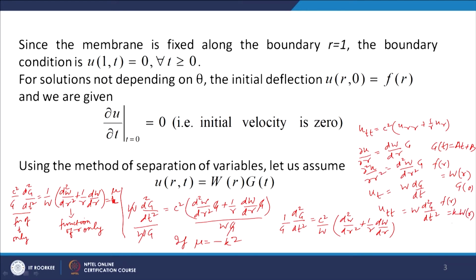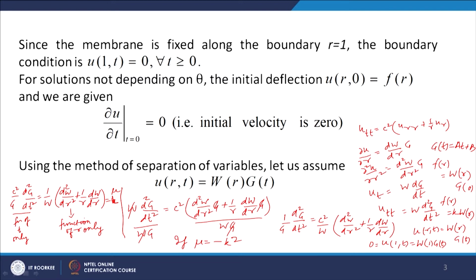Okay. And then we have u 1 t equal to 0. So, u 1 t equal to 0 means, since u r t equals w r into g t, when you put r equal to 1, what do you get? u 1 t equal to 0, and this is equal to w 1 into g t. Okay. So, here g t cannot be 0, otherwise u will be 0. So, w 1 equal to 0.